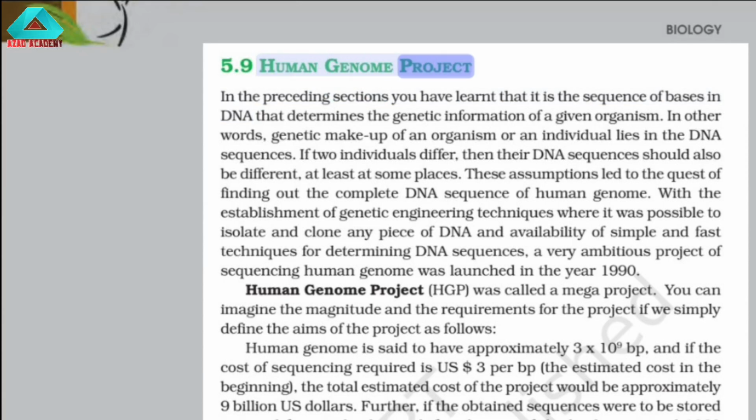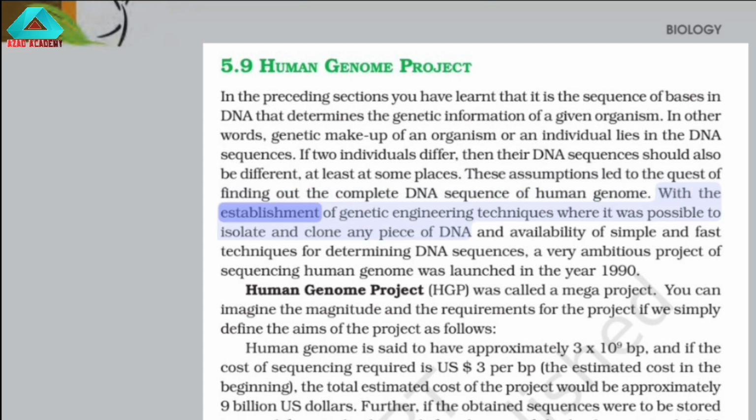Human Genome Project. In the preceding sections, you have learned that it is the sequence of bases in DNA that determines the genetic information of a given organism. In other words, the genetic makeup of an organism or an individual lies in the DNA sequences. If two individuals differ, then their DNA sequences should also be different, at least at some places. These assumptions led to the quest of finding out the complete DNA sequence of the human genome.